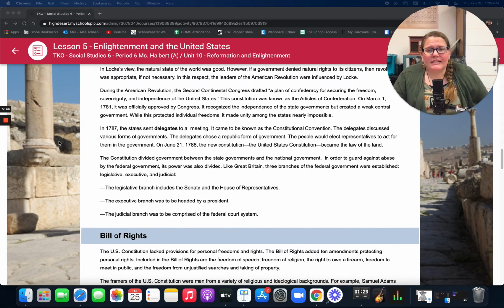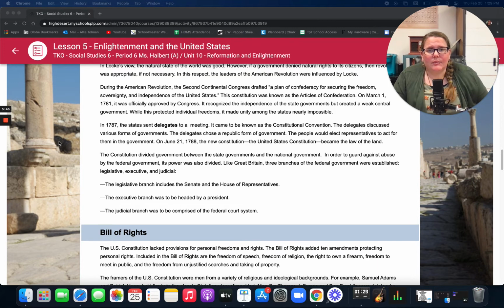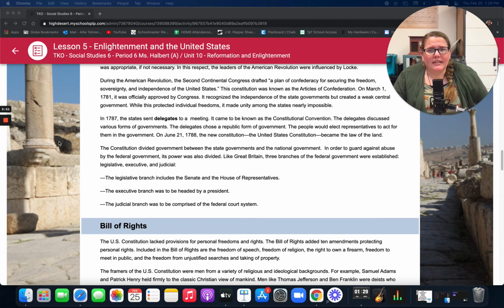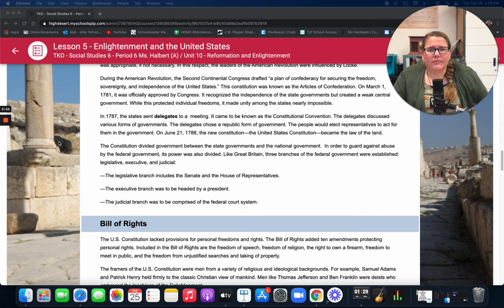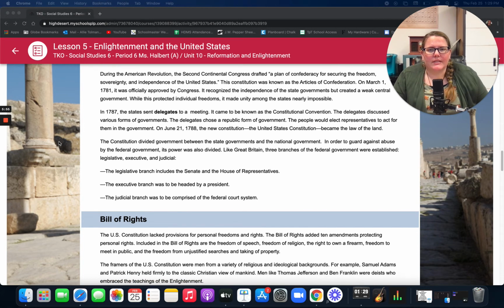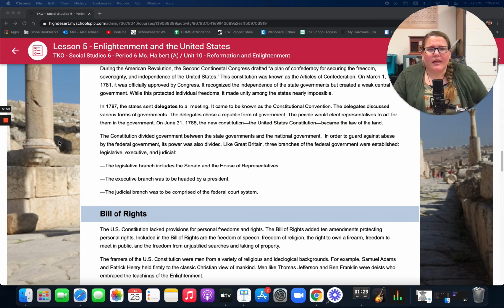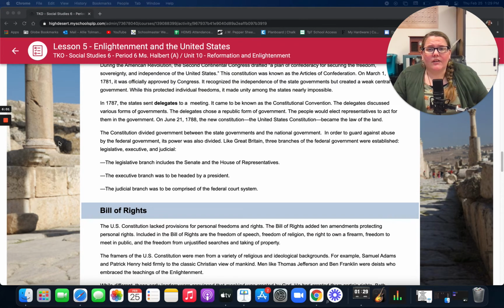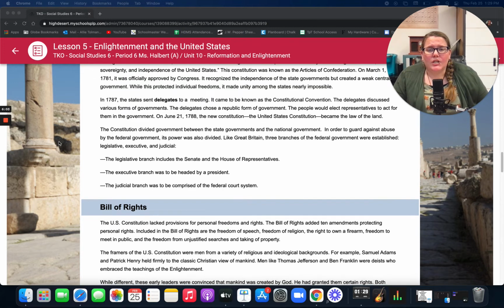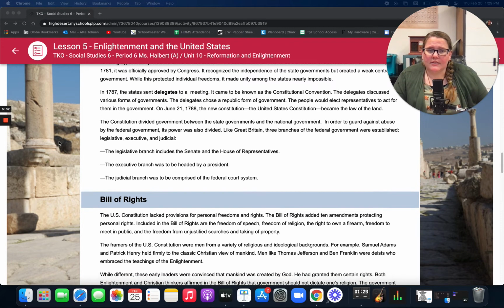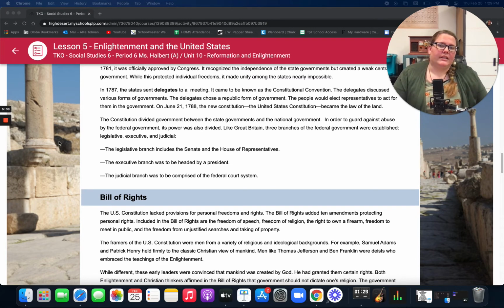In 1787, the states sent delegates to a meeting. It became known as the Constitutional Convention. The delegates discussed various forms of government. The delegates chose a republic form of government. The people would elect representatives to act for them in the government. On June 21st, 1788, the new Constitution, the United States Constitution, became law of the land.